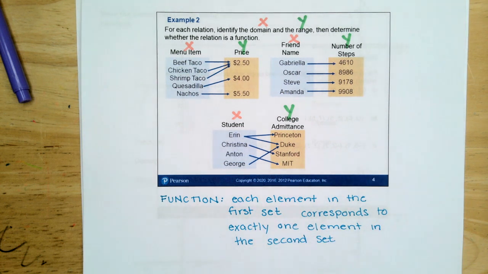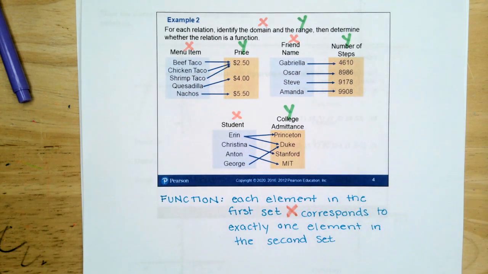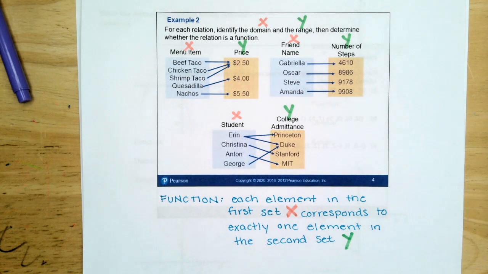And remember, when I say first set, I mean x. And when I say second set, I mean y. Good? Each element in x corresponds to one element in y. Not a function would mean each element in the first set does not correspond to exactly one element in the second set.